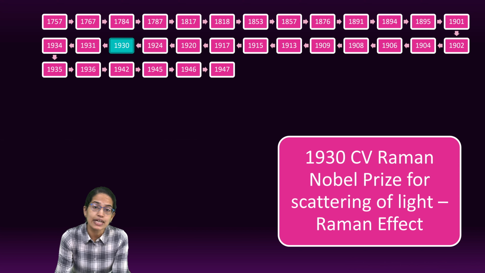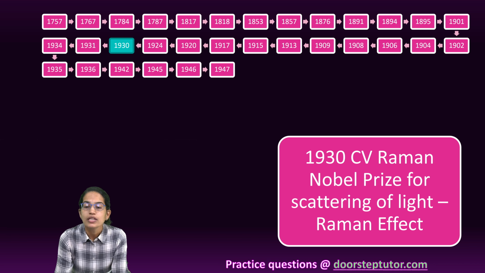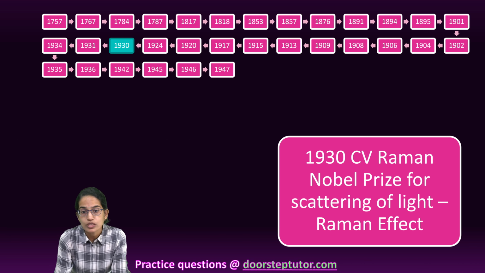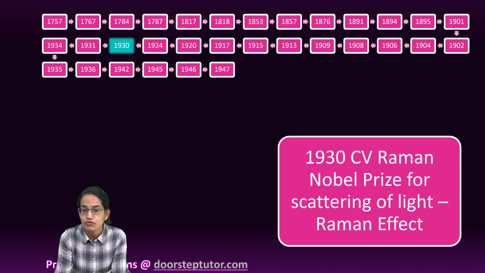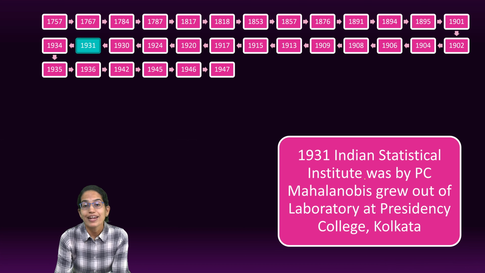In 1930, Dr. C.V. Raman was awarded the Nobel Prize, and his Nobel Prize was for the scattering of light. He was the first non-white, the first Asian, to receive a prize in the field of physics, and the major contribution was the scattering of light, and this was called the Raman effect, after Dr. C.V. Raman. In 1931, the Indian Statistical Institute, Kolkata was established.